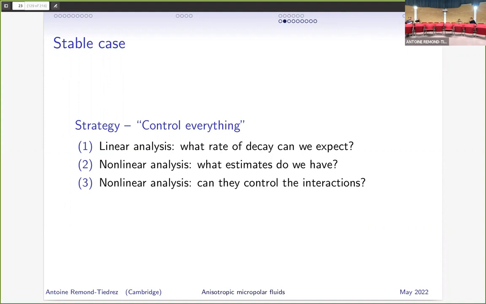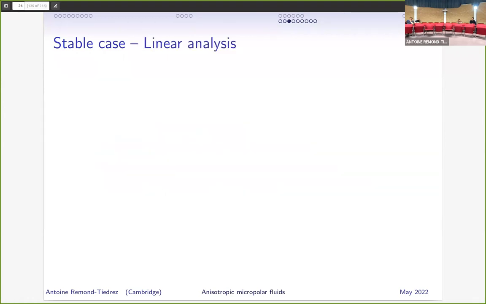And then, what kind of estimates do you have access to, how do you leverage the structure, and can you control the interaction terms that show up and start taking derivatives and have all the nonlinearities that get in the way. So let's talk about the linear analysis first. The thing to keep in mind, or the thing to think about here, is why are we going to end up with algebraic decay that improves the regularity? Where does that come from?